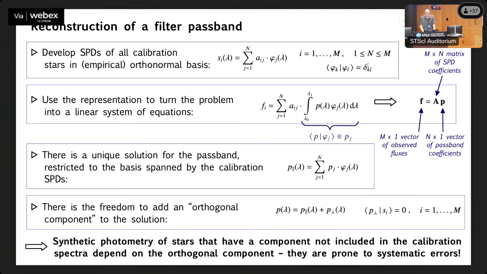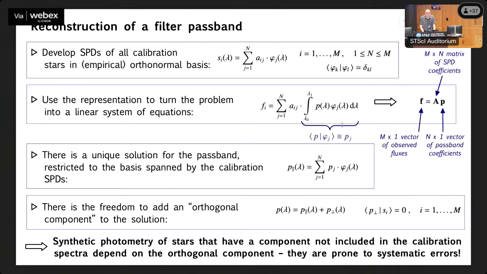Then we have n basis functions, so the dimensionality is n, which is a number somewhere between 1 and the number of calibration spectra we have. We develop all our spectra in this orthonormal basis and just plug this into the equation we had before and change the order of integration and summation. I'm going through it very quickly, I know, sorry. But then we will find an expression like this. So the observed flux for each source is just the sum of all basis functions, so coefficients of this source.